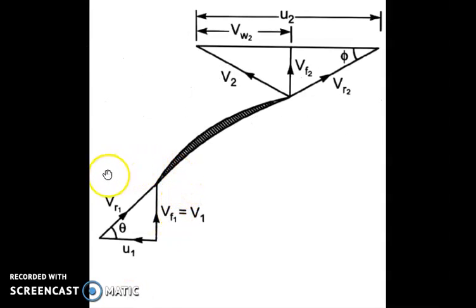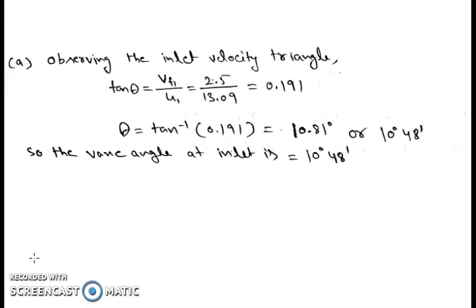Now we have to observe the velocity triangle at inlet. Now this is the velocity triangle at inlet. In this diagram we can observe that tan theta is equal to Vf1 divided by U1. The value of Vf1 is given as 2.5 meter per second and the value of U1 we have already calculated as 13.09 meter per second. So we can easily calculate the value of tan theta, and hence we can also calculate the value of theta, which is the vane angle at inlet.